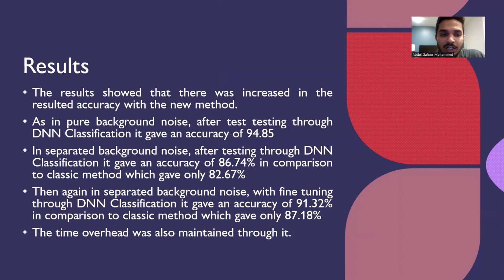Then again, in comparison with the classic model for separated background noise with fine tuning to get the best results, in deep neural network classification we got an accuracy of 91.32%, whereas the classic method reaches only 87.80%. So from these percentage differences we can see we were able to achieve a great increase in accuracy, and throughout the process, the time overhead was also maintained.